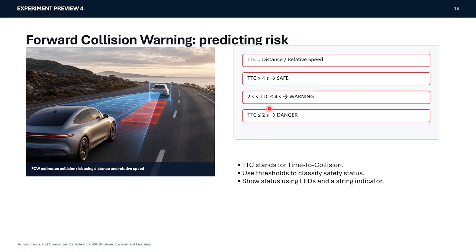Similarly, for forward collision warning, a predictive risk based on distance, we identify how much distance there is from the front vehicle, and based on that we can apply the brake. The time to collision uses a threshold to classify the safety status. The status is shown using an LED and a string indicator. This is also covered in forward collision warning.